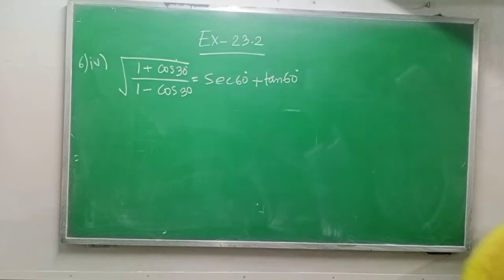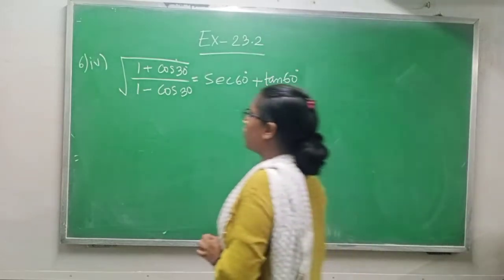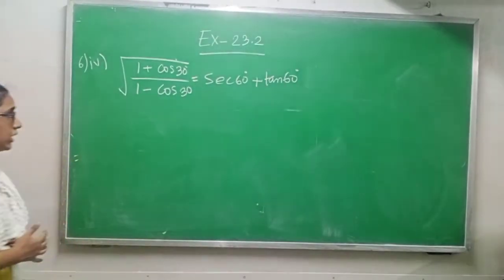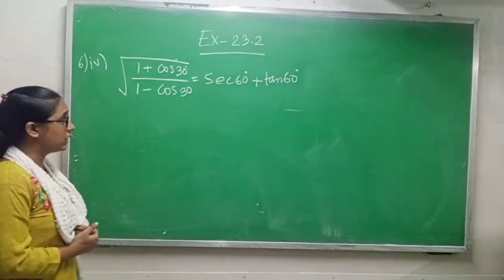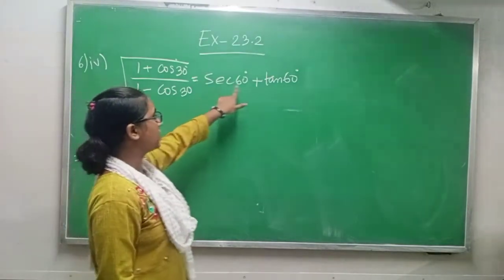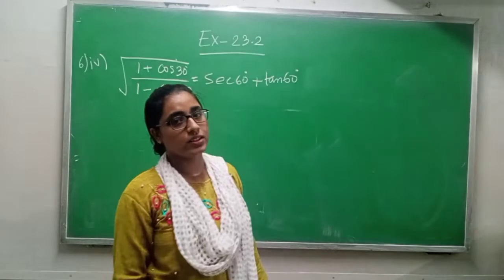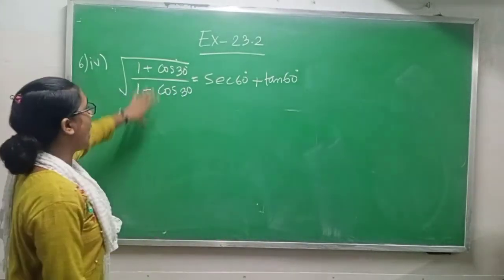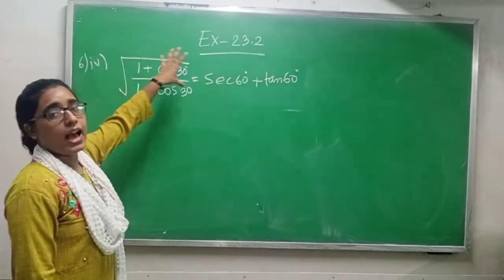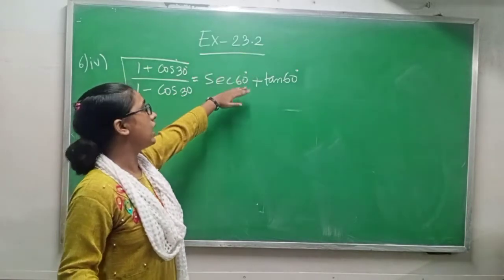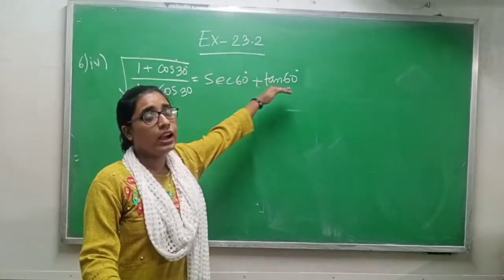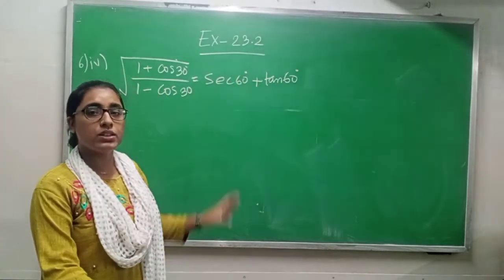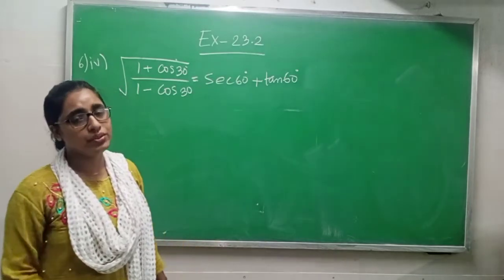Now class 10, see question number 6.4. It is written root over 1 plus cos 30 degree by 1 minus cos 30 degree equals sec 60 degree plus tan 60 degree. In this question you have to solve LHS as well as RHS, because in RHS you have sec 60 degree and tan 60 degree. First we will solve LHS, then we will solve RHS.